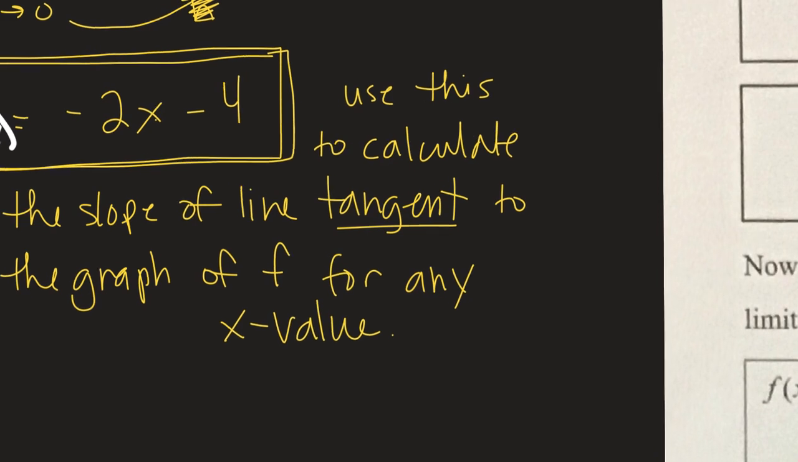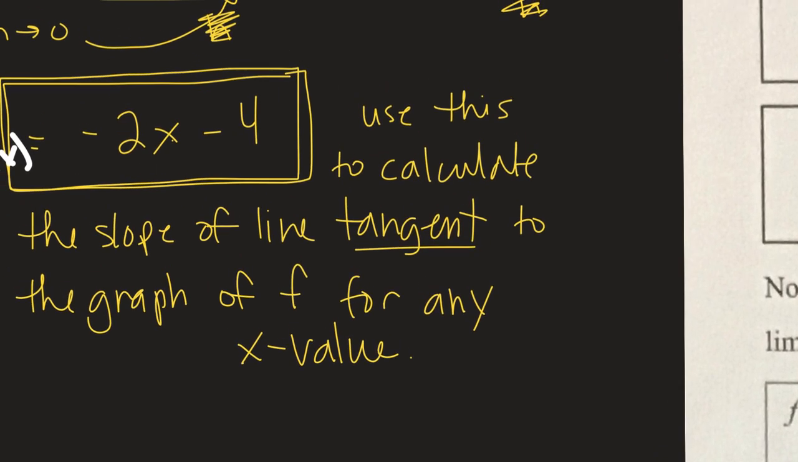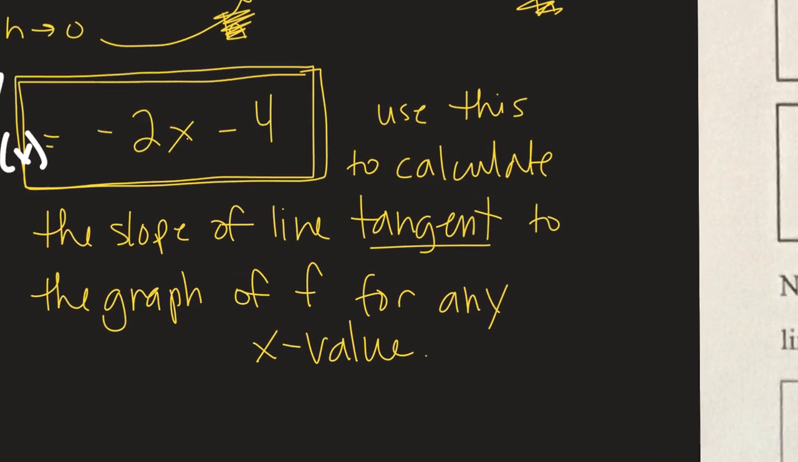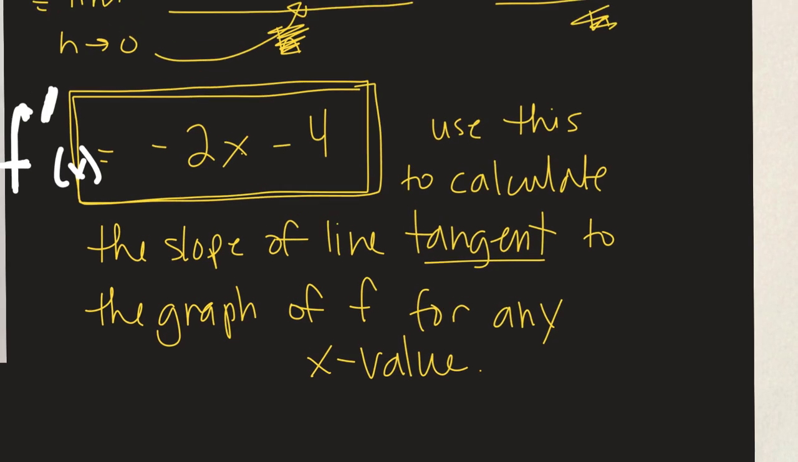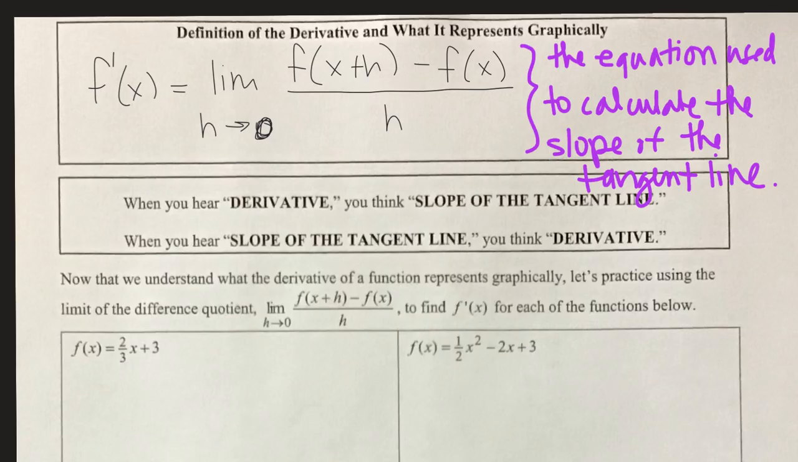Okay, and of course what it means graphically is this right here. It's the equation that we use to calculate the slope of the tangent line to the graph for any value of x. So that's the most important thing. This whole entire setup here is used to find the equation. We're finding an equation that we're going to use to calculate the slope of the tangent line at any point x.